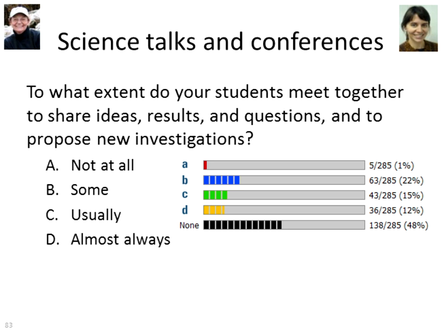Okay, great. I'll go ahead and lock our responses there, put up our graph, and let you know what people gave us. 5 people responded A. 63 people said B, 43 said C, and 36 said D. So the majority, 22%, said B, followed by C and D.